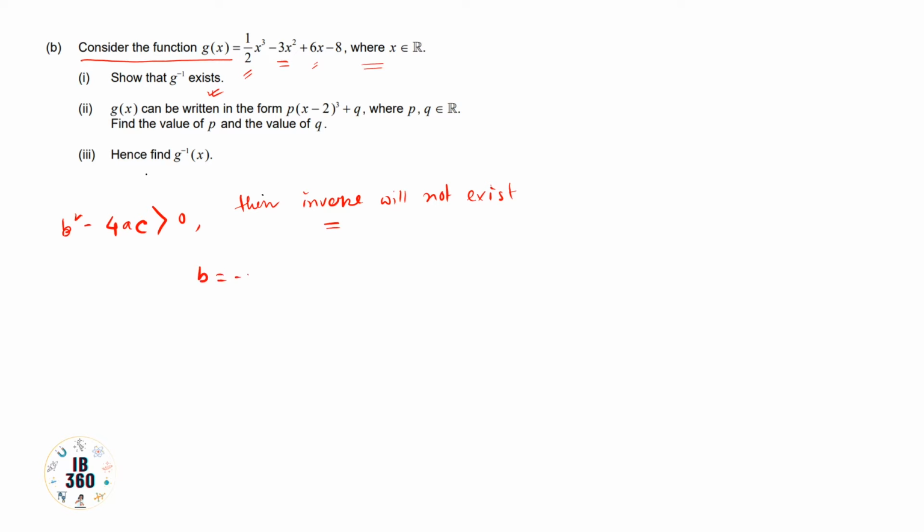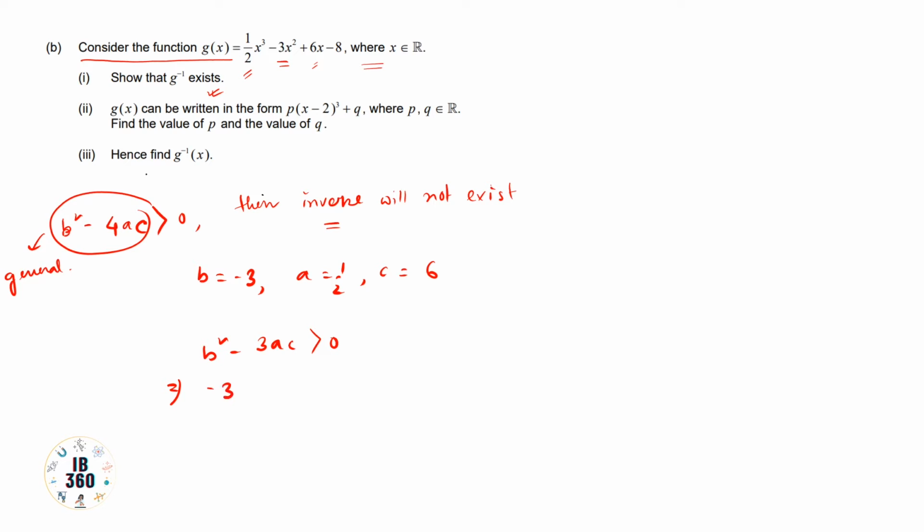So b equals minus 3, a equals half, and c equals 6. Our derived formula was b square minus 3ac greater than 0. From the previous slide you can see the derived formula was b square minus 3ac greater than 0. So obviously you can apply this here.